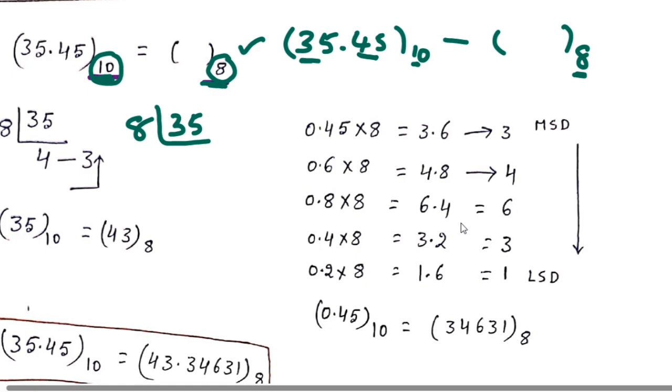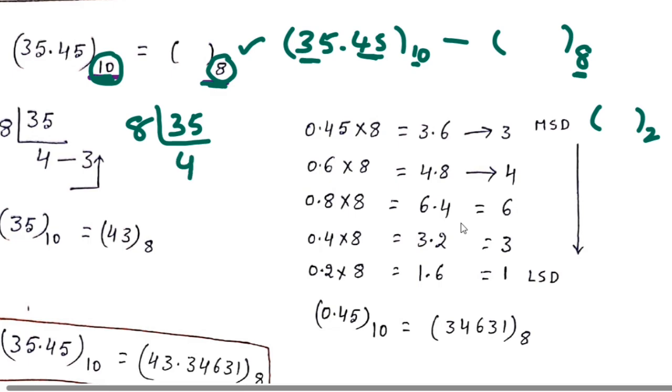For example, if the base is 2, we need to divide by 2. But here the base is 8, because we are converting the decimal number system into the octal number system. That's why I'm dividing by 8. 35 is the integer part, and the fractional part we have to handle separately.